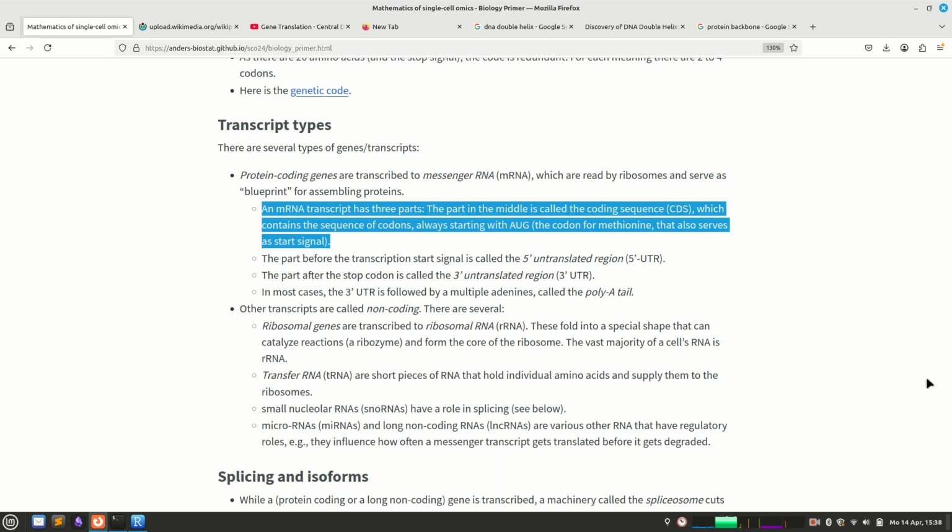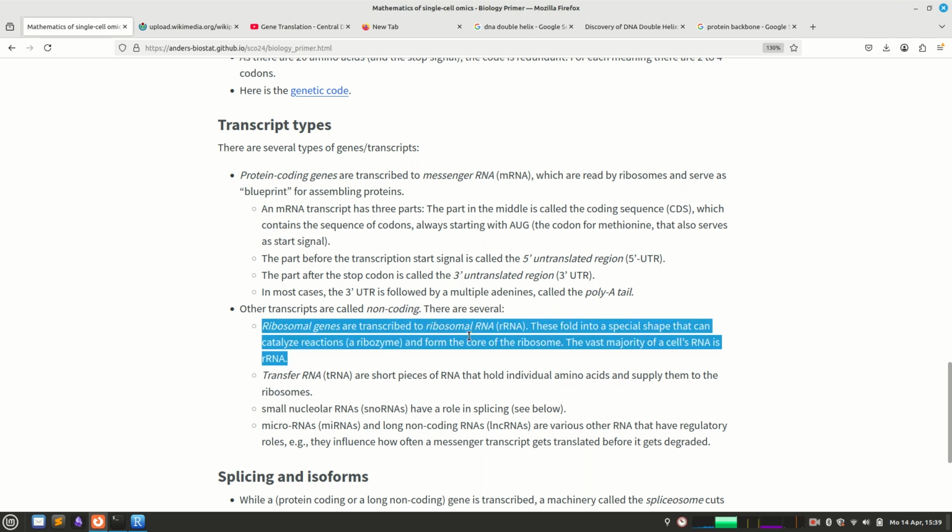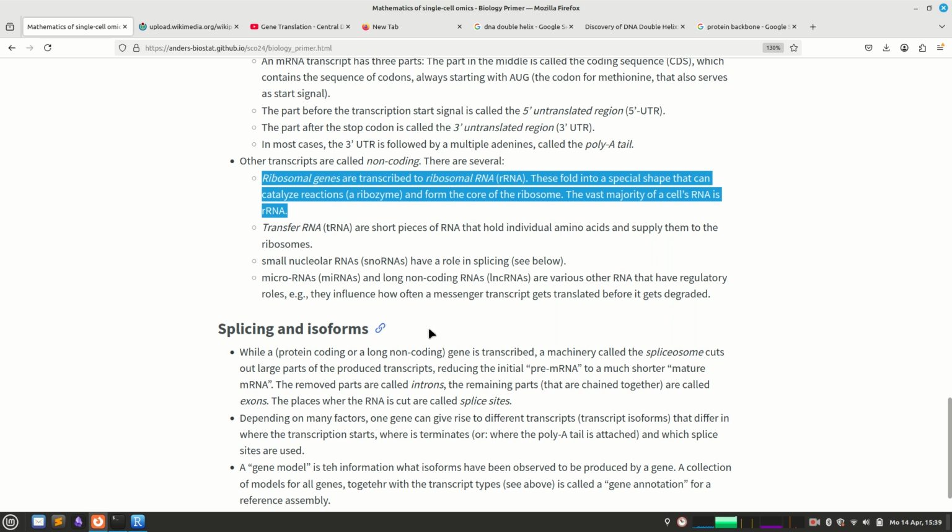afterwards, which are not seen by the ribosome, but which are seen by other proteins, which might see this as a marker to grab the RNA and move it somewhere in the cell, or degrade it, or destroy it, or freeze it, or whatsoever. And then there are also many other transcripts: ribosomal genes, which make up part of the ribosome, transfer RNA, which are these little adapters which hold the amino acids, and many other things.